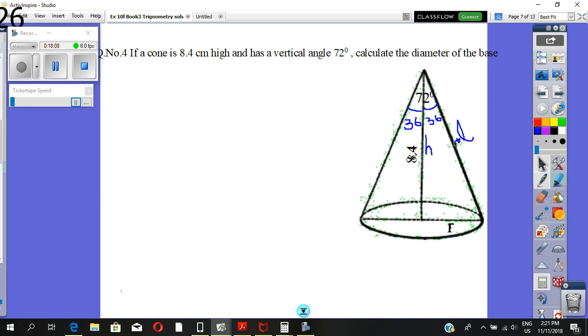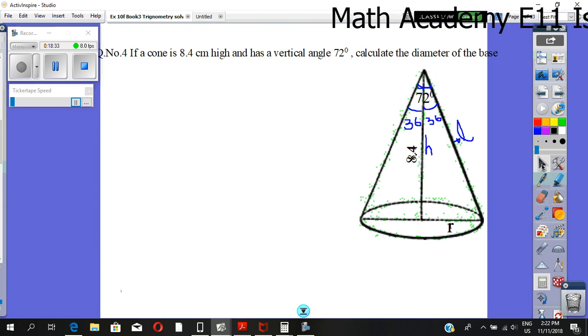Now the question is given: if a cone is 8.4 centimeters high and has a vertical angle of 72 degrees, the vertical angle is this angle at the top, 72 degrees here. Calculate the diameter of the base.